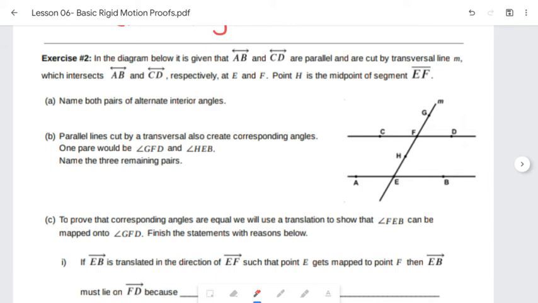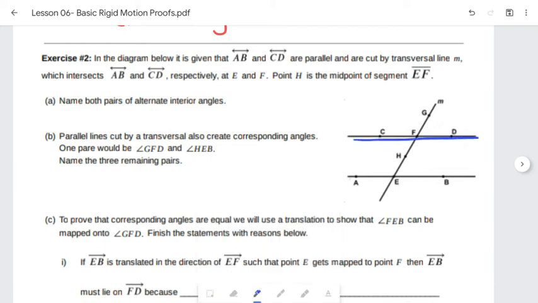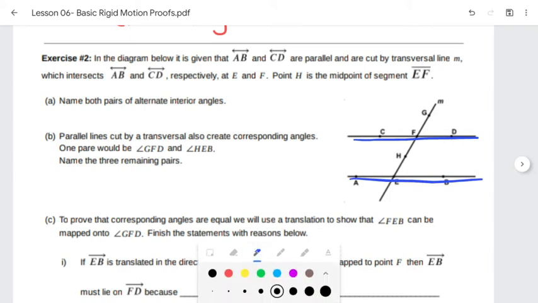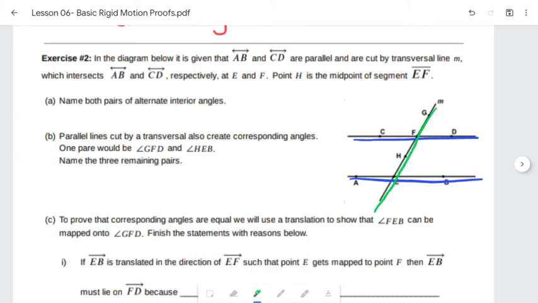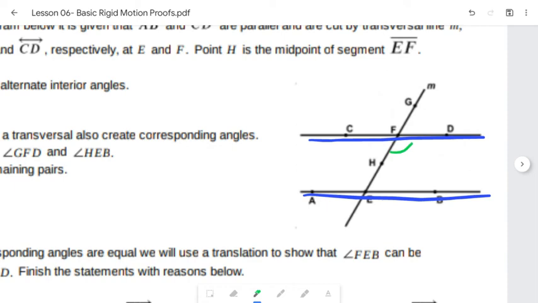We also know that point H is the midpoint of segment EF. So we want to name both pairs of alternate interior angles. It's our first time hearing these vocab terms, but keep in mind, alternate interior angles are exactly like what they sound. They're on alternate sides of the transversal, but inside of the parallel lines. So here are my two parallel lines. They're cut by this transversal here, right? So when I'm thinking about this, I want to be inside that. So here's one of them.